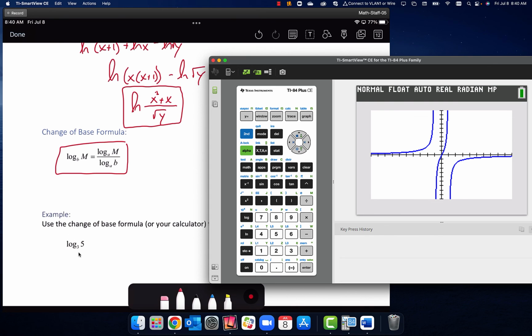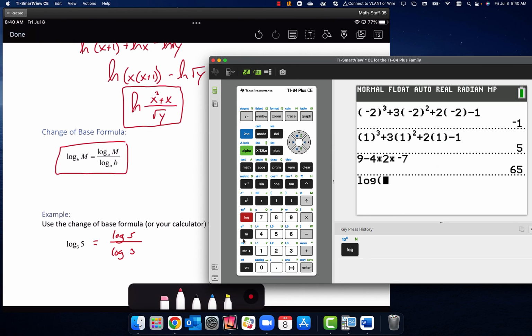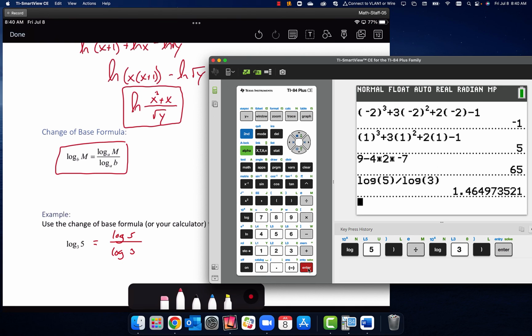For example, let's use the change of base formula. Log base 3 of 5, we can rewrite that as log of 5 over log of 3, just using the common log, right? The base 10 log. So log of 5 divided by log of 3. That will give us roughly 1.46.